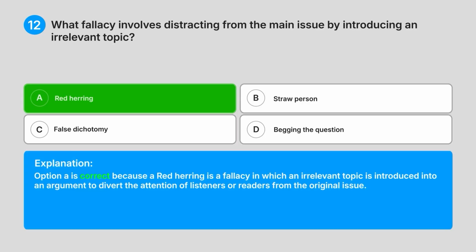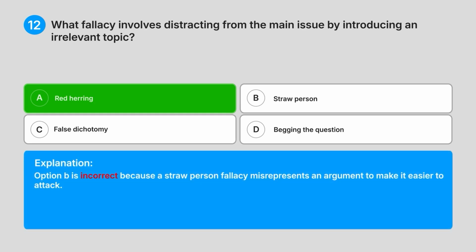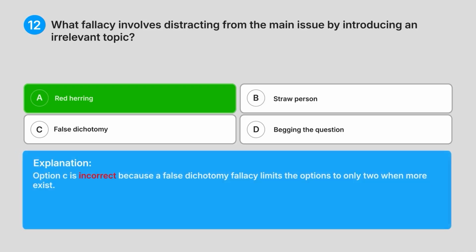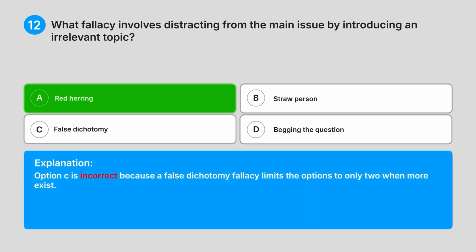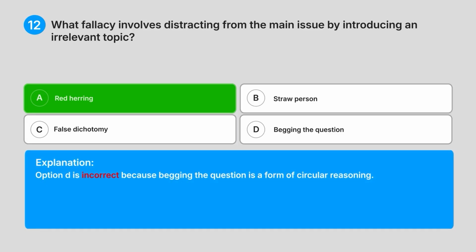Explanation. Option A is correct because a red herring is a fallacy in which an irrelevant topic is introduced into an argument to divert the attention of listeners or readers from the original issue. Option B is incorrect because a straw person fallacy misrepresents an argument to make it easier to attack. Option C is incorrect because a false dichotomy fallacy limits the options to only two when more exist. Option D is incorrect because begging the question is a form of circular reasoning.